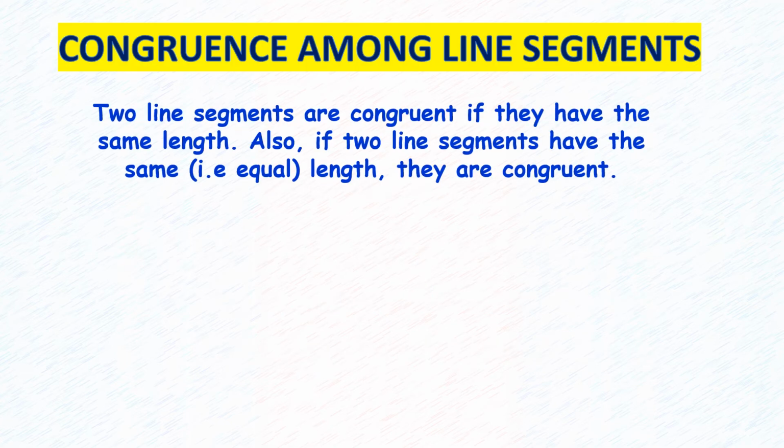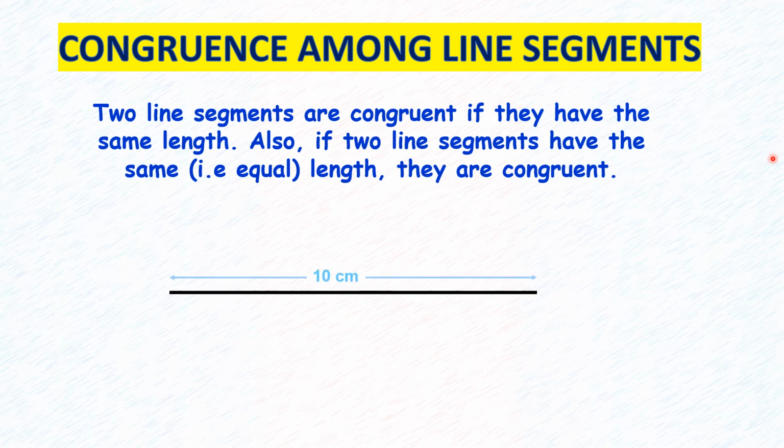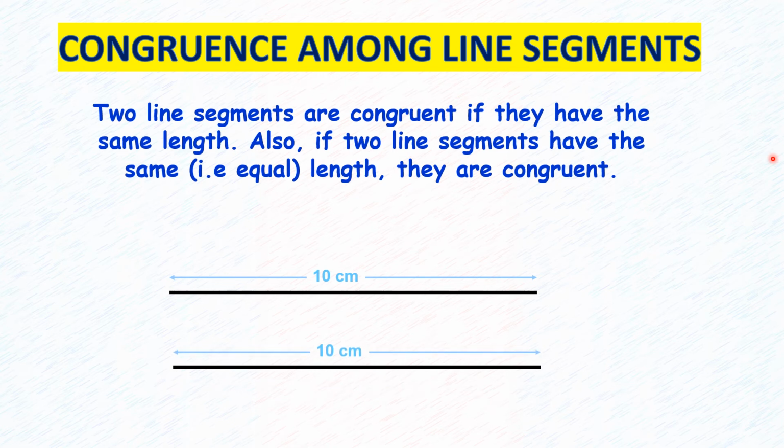Now we will learn about congruence among line segments. अब line segments की congruence क्या है? Two line segments are congruent if they have the same length. अब दो line segment एक दूसरे को कैसे cover करेंगी completely और exactly? अगर दोनों same measure की होंगी, right? So that means if I have a line segment which is of 10 centimeter, then it will merge with the other line segment only if the other line segment is of 10 centimeter. So yes, दोनों का measure same होगा तो ही वो congruent होंगी.